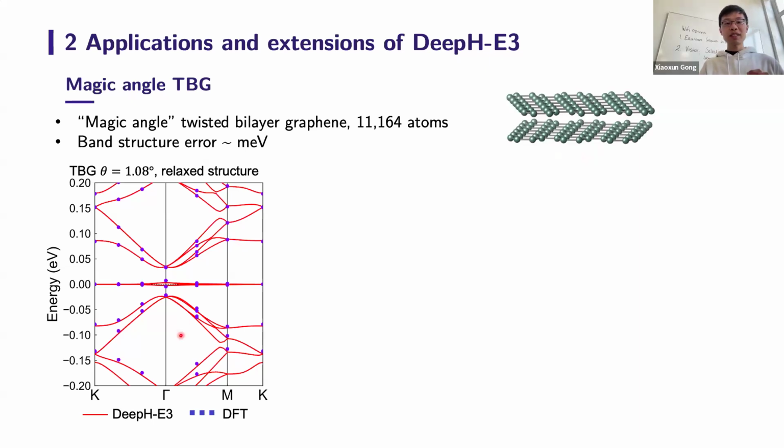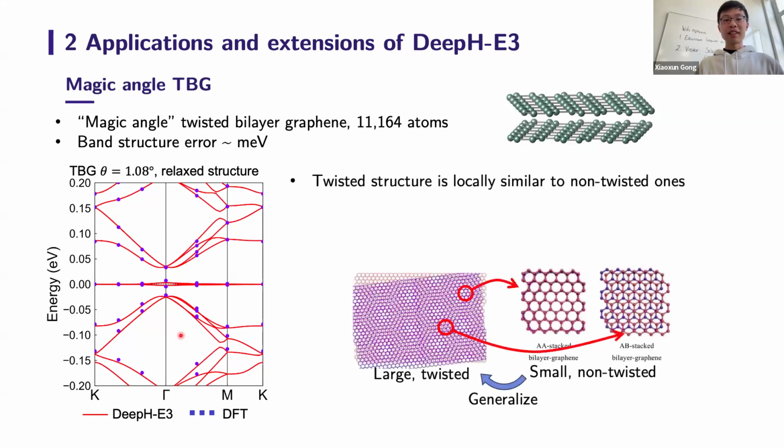So we can see that the error of our method is only on the scale of milli-electron volts, which is very surprising to us at first. But when we carefully examine what is happening inside the neural network, we can get a better understanding of why our neural network can achieve such a high accuracy.